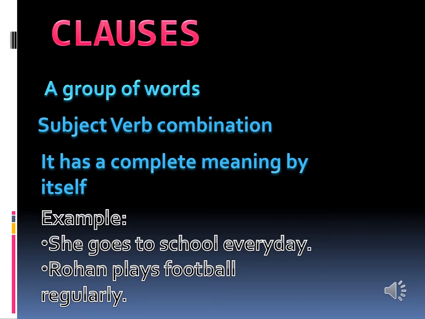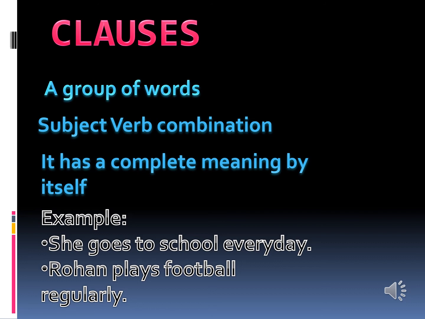So children, we can see the definition of clauses. As I already mentioned, clauses are also a group of words. There will be a subject and a verb. Verb means there will be a finite verb, and it has a complete meaning by itself. Like when we say, she goes to school every day. So it is a clause. Why is it a clause? Because it is giving the complete meaning. She is the subject and goes is the finite verb there.